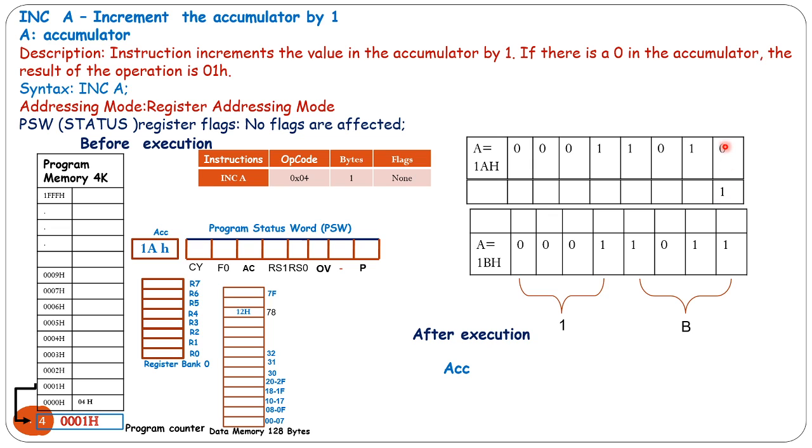So 1 is added to this previous data. 0 plus 1 will be 1, and the rest stay as they are. So the lower 4-bit binary will be 1011, which is B, and the upper 4 bits are 1. So after execution, the content of the accumulator is 1BH. Other things will not get changed. So this is the increment instruction once it executes.